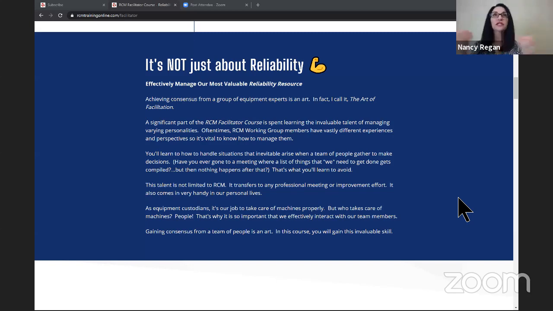So this is a skill, this is a talent that you can learn, and you can not just apply to RCM, but you can apply this talent in any meeting. You can apply it even in your personal life. Okay, 2 things. How many times have you been in a meeting where there were a bunch of action items taken or a bunch of things that people say, we need to do this, and then everyone leaves and nothing gets done, right?